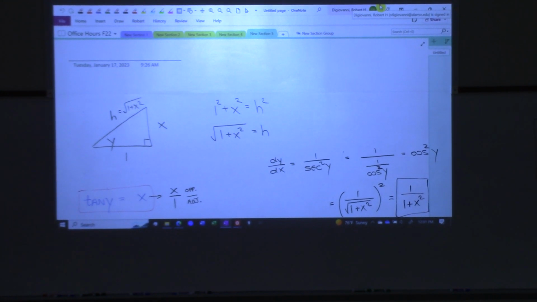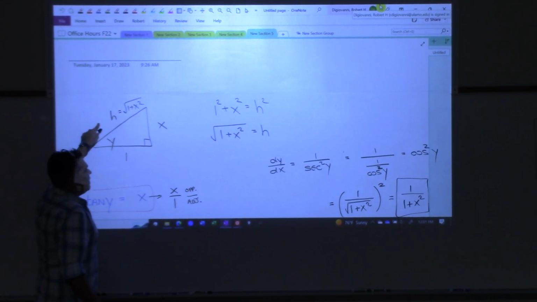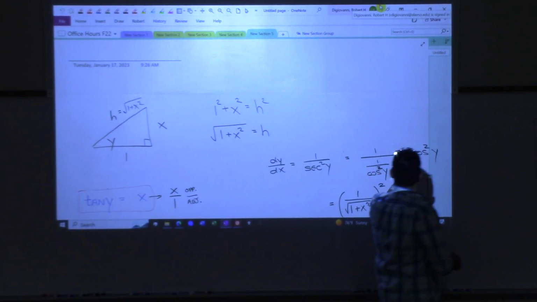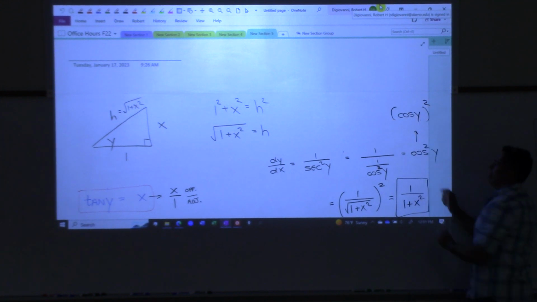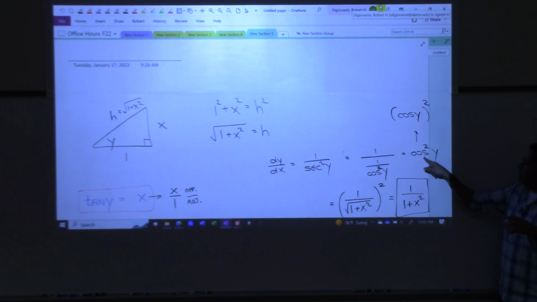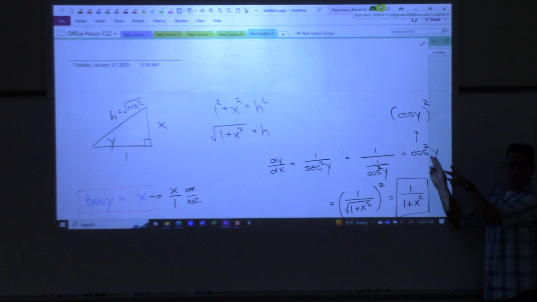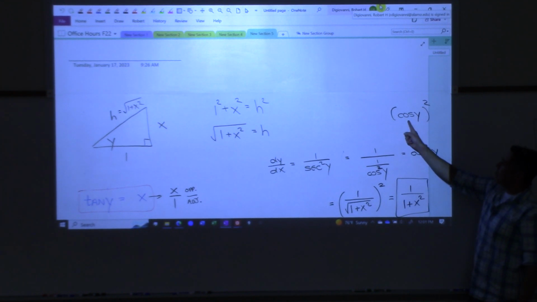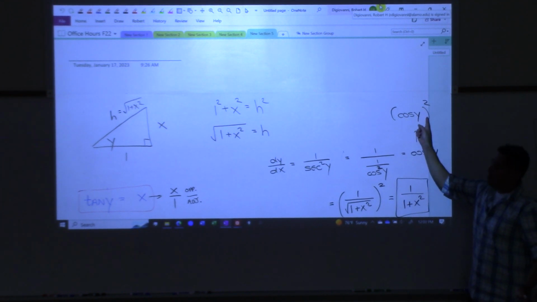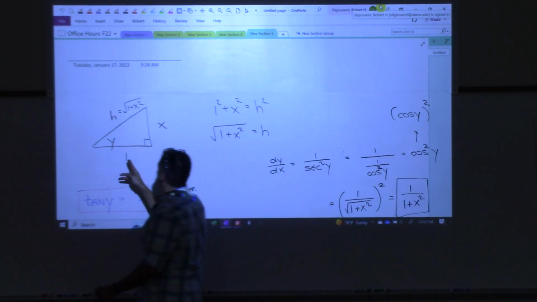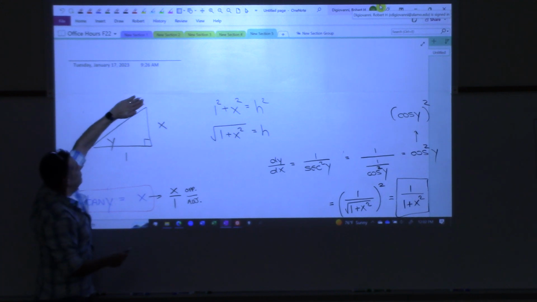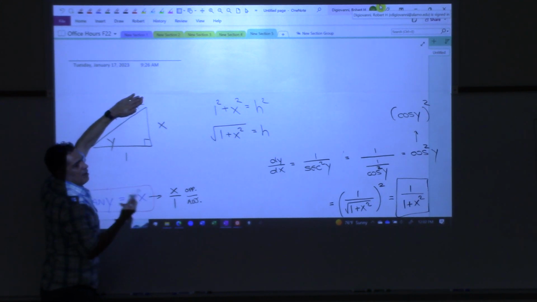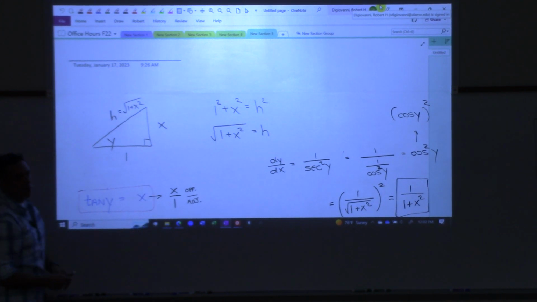Why were we solving for h again? Because this right here means cosine of y squared, right? That's what we had here. And I wanted to make this have x's in it, not y's. So I said, okay, wait a minute. I need to figure out what cosine of y is first, right? So I go to my triangle. Cosine is adjacent over hypotenuse. And we didn't know what the hypotenuse was. We only knew these two. So to figure out the hypotenuse, I needed to call it h and solve for it.